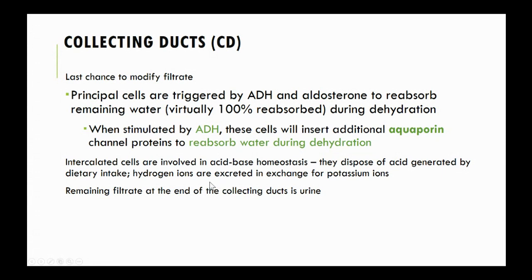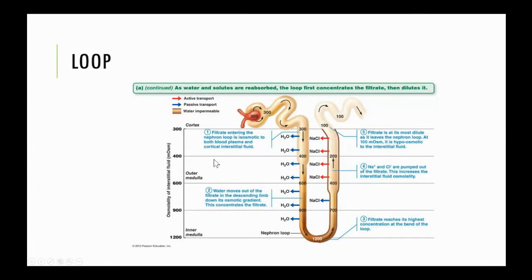We have intercalated cells that are involved in our acid-base homeostasis, and so they can dispose of the acid generated by our dietary intake. Hydrogen ions get excreted in exchange for potassium ions, and the remaining filtrate at the end of the collecting duct is going to become urine.